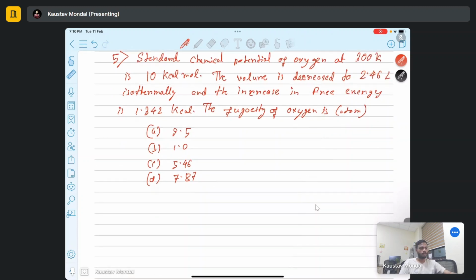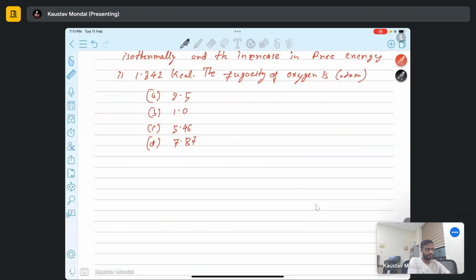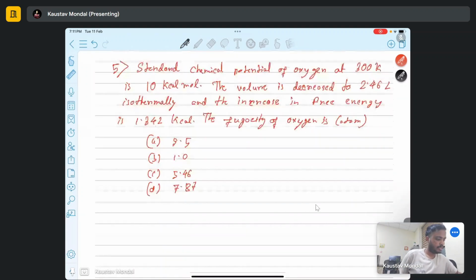So before going to the problem, let me briefly tell you some important facts about fugacity and how the other thermodynamic potentials are related to it. In the problem you can see there are two things.